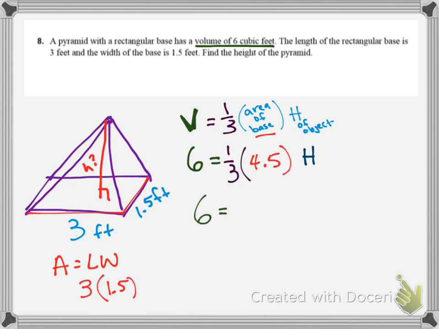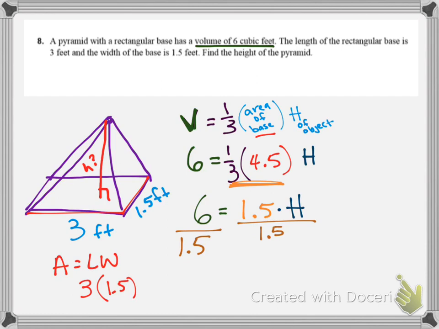We can multiply 1/3 times 4.5. Again, it's the same thing as dividing by 3. You'll get 1.5 when you combine those. Keep the h. The 1.5 is multiplying by h. The opposite of multiplying by 1.5 is dividing by 1.5. One day I will say it correctly.